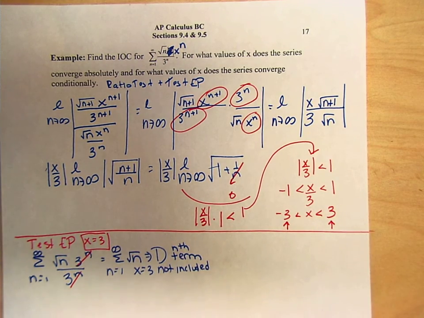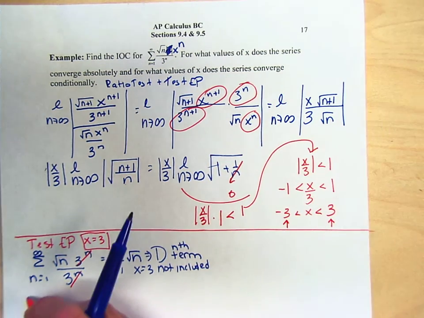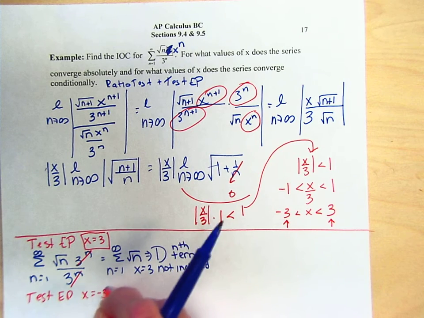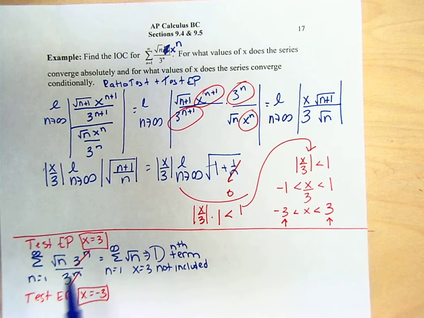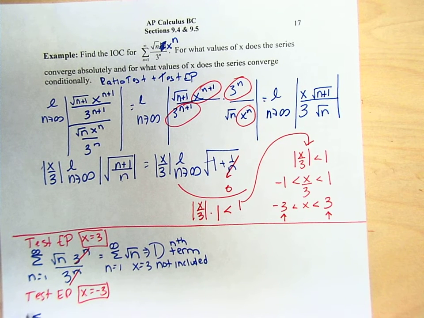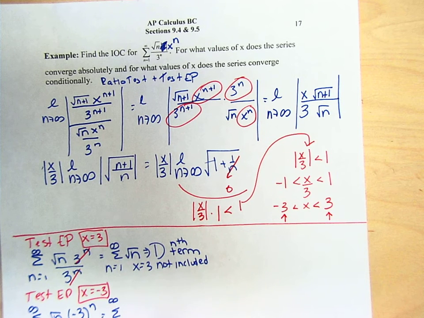Now we have to test the other endpoint, so this time we're going to test the endpoint x equals negative 3. And like before, we're just plugging that in. So we get the square root of n, and this time it's negative 3 to the n all over 3 to the n. And in simplifying, what we've created for ourselves is an alternating series.